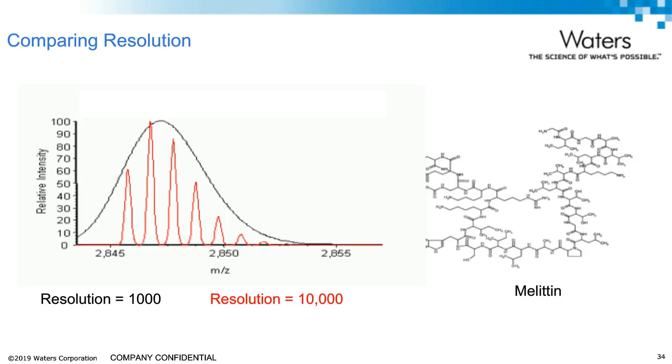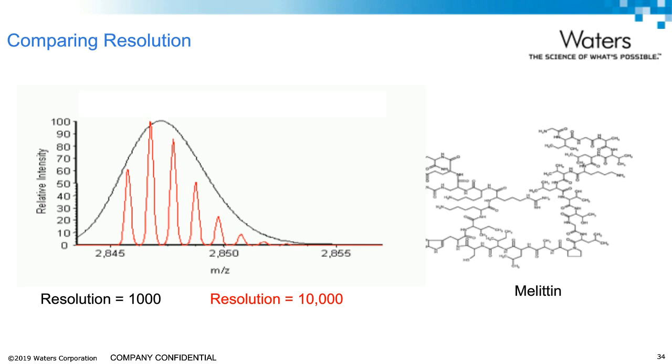Time of flight MS is one of the MS techniques considered to have high resolution. The black spectral peak shows melatonin at a resolution of 1000, which is the level of mass resolution routinely observed on a quadrupole-based MS instrument. The red spectrum shows the same melatonin with a mass resolution of 10,000, a resolution that is easily achieved by modern time-of-flight systems. With the high resolution, analysts are able to observe all of the isotope peaks of melatonin.